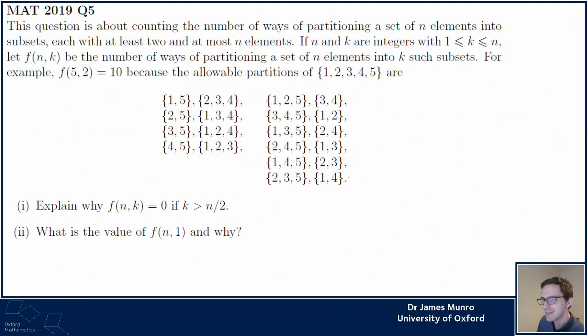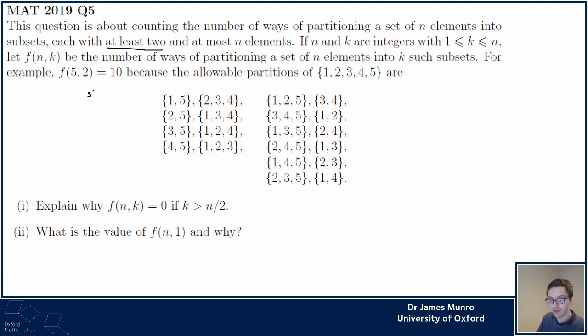Okay, question five. This talks about the number of ways to split up a set of n things into subsets. Each subset's got to be at size at least 2, and at most n elements, I suppose, because that's how many there are. We're going to write f of n, k, a function with two inputs. The first input is the number of elements, and the second input is the number of subsets we're looking for. So here are all of the subsets of 5 things, the numbers 1, 2, 3, 4, 5, into exactly 2 subsets. Order within the subsets doesn't matter.